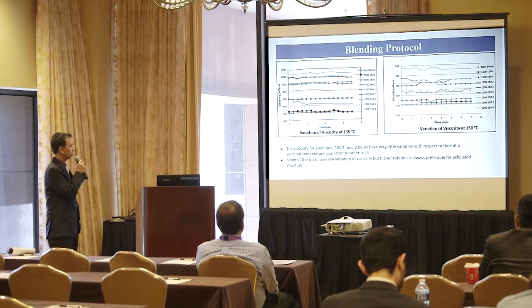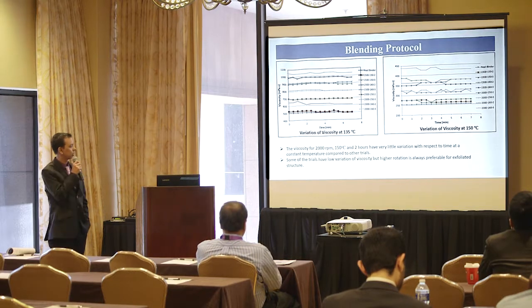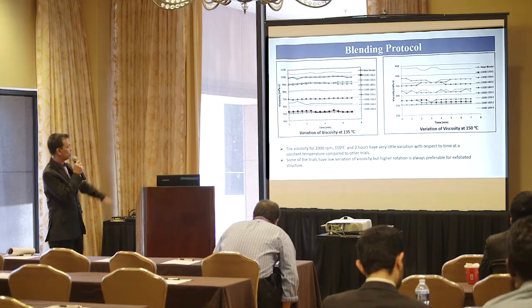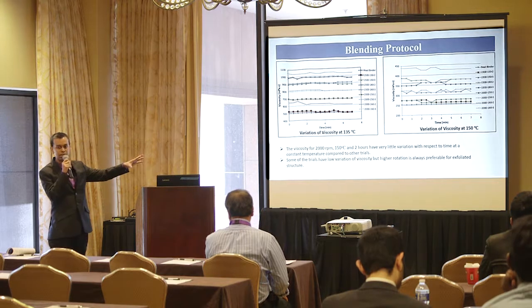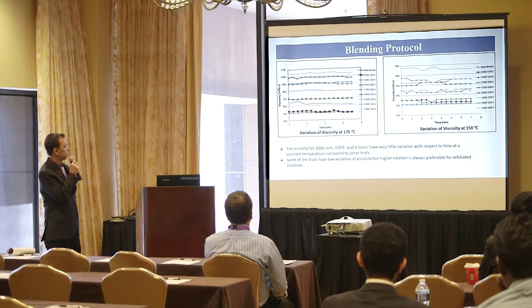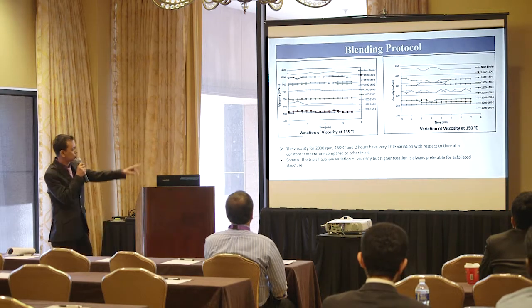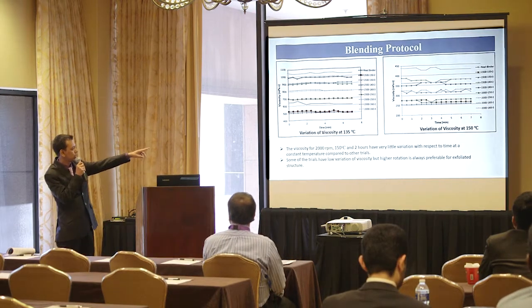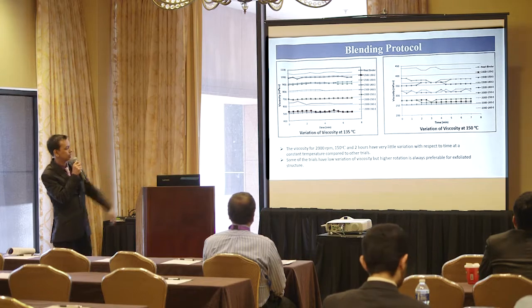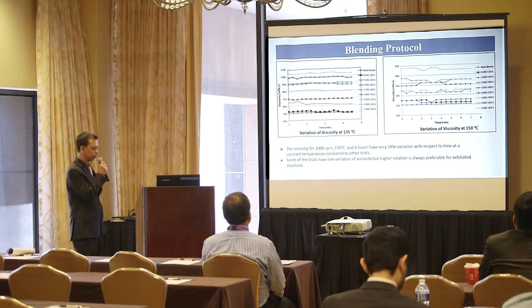At the blending protocol, when we did the RV test, here is the first graph. This is the variation of the viscosity at 135 degrees Celsius. Here we used this type of variation. And we did some viscosity tests at 150 degrees Celsius. There is some variation in the viscosity value.